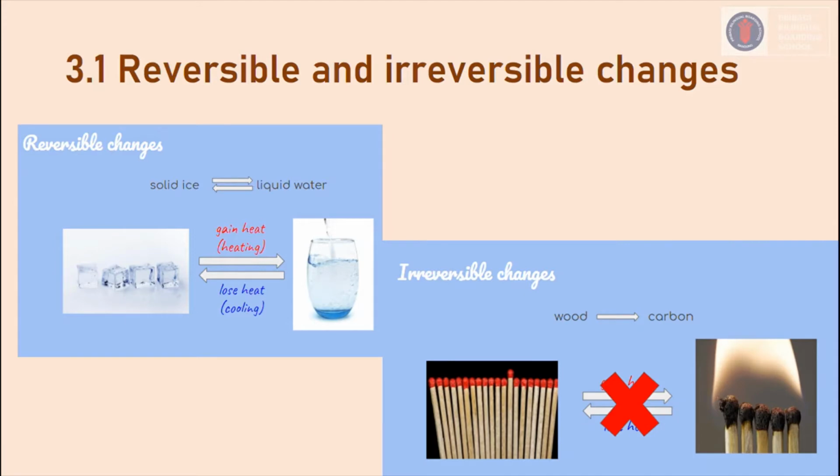And the next one is irreversible change, which is the opposite of reversible, so you cannot change back the process. Example, when you burn a wooden match, it will change into carbon, the black one, but you cannot change the process back from the carbon to the wood. You cannot do that. We call it irreversible change.